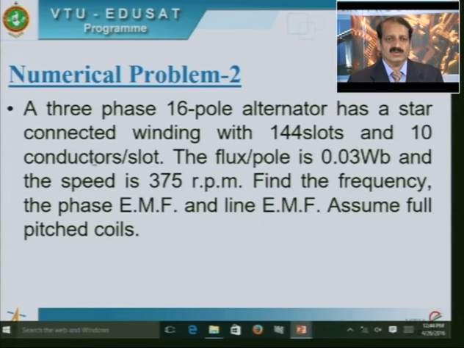Let us consider one more numerical problem, and this is the last numerical problem we can consider for today's lecture. A 3-phase 16 pole alternator has a star connected winding with 144 slots and 10 conductors per slot. The flux per pole is 0.03 Weber and the speed is 375 rpm. Find the frequency, the phase EMF and line EMF. Assume full pitched coils.